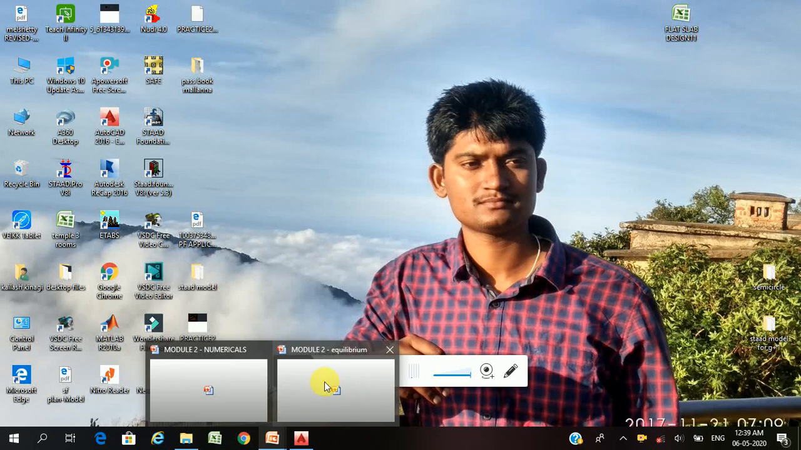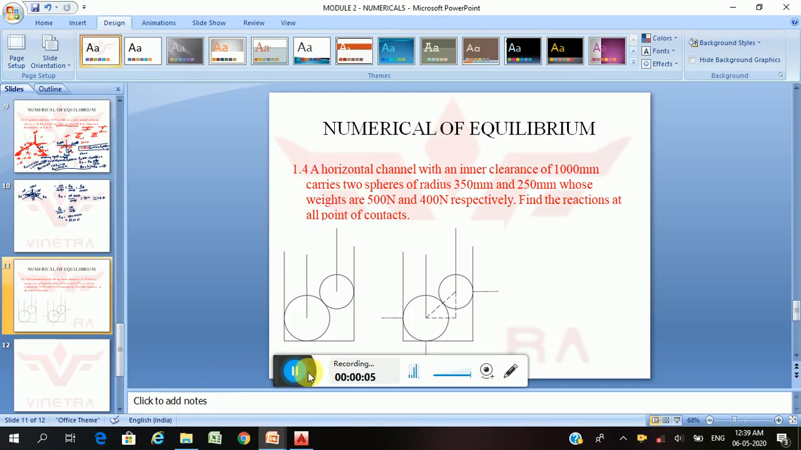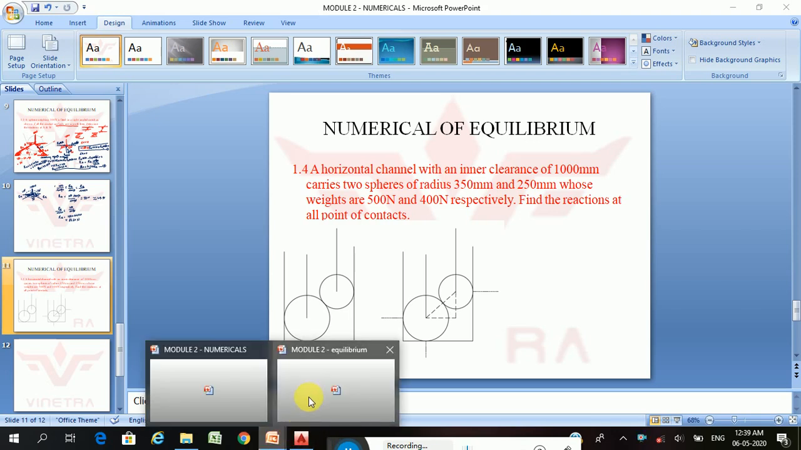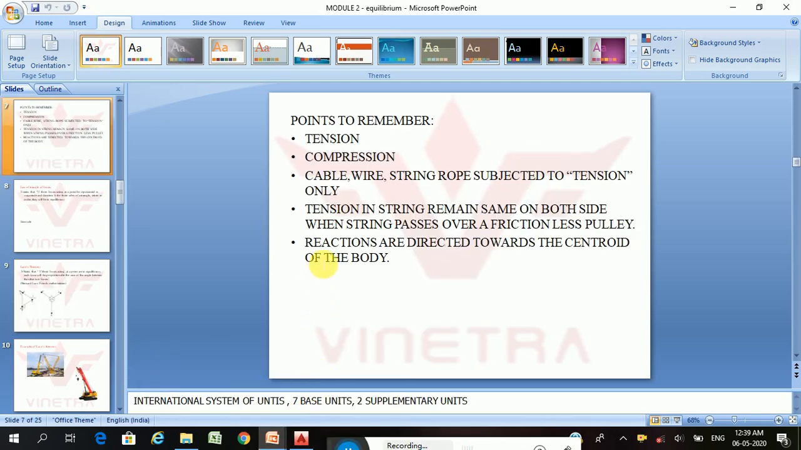In this session, we will solve the fourth numerical of this set of numericals on equilibrium. Before going to solve this fourth problem, we shall see these points which I asked you to remember, that I have said while solving the problems. I will explain this one: reactions are directed towards the centroid of the body.